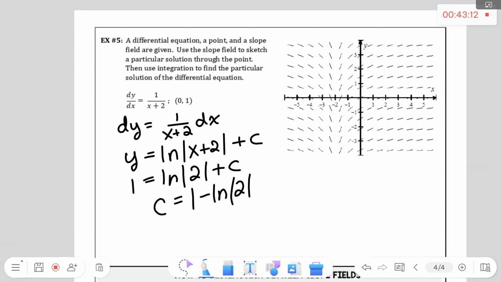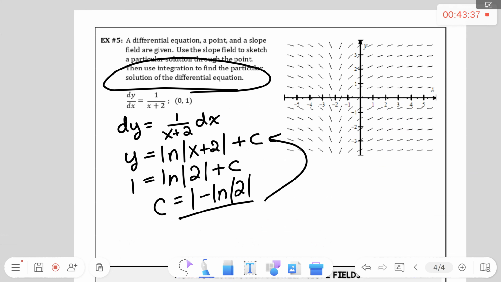Absolute value. Yes, why would we do absolute value? Because it has to be positive. You can't take a natural log of a negative number. So yes, you don't have to simplify more than this. But we've got to find the solution of the differential equation. We have c now, right? Yeah, put it back in, and then we can circle it. So our generic solution, or sorry, specific solution is natural log of the absolute value of x plus 2, plus c, which is 1 minus natural log of 2.